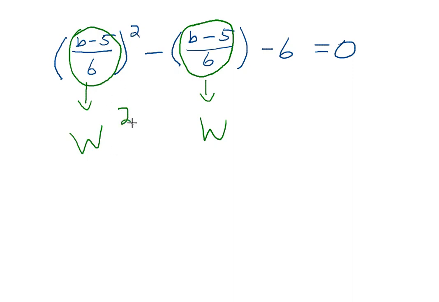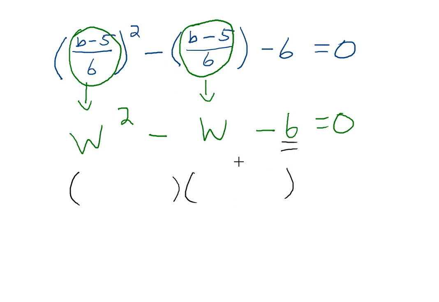In this case, it's getting squared. So I'm going to copy down that power of 2. We have the minus sign here. We have the minus 6 equals 0. Now it's quadratic. Now it's familiar looking. It is a quadratic equation, right? So let's solve it as a quadratic equation by factoring.